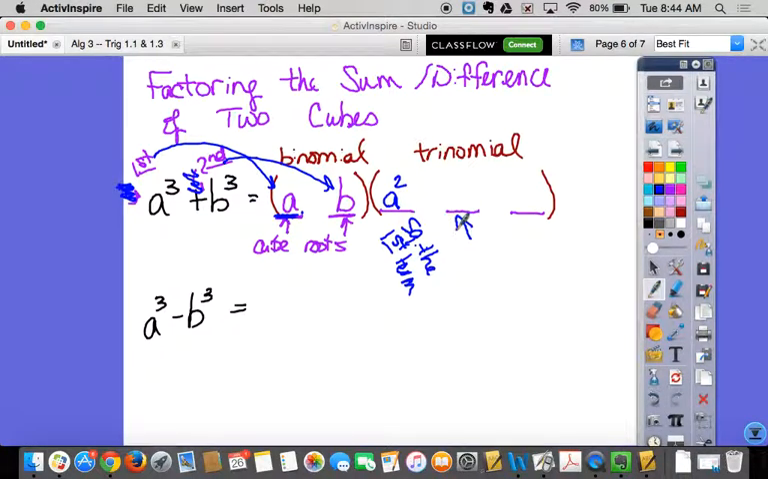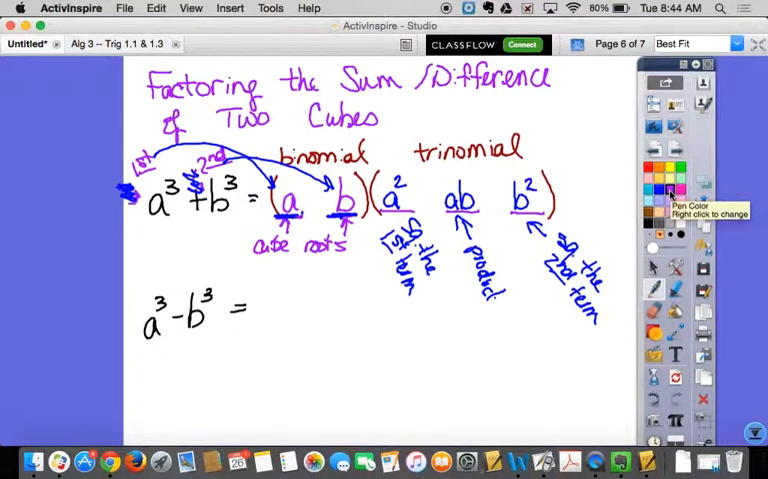Now here in the middle, you want the product of the two. So whatever you have written over here, multiply them together. A times b is ab. And then the last one, you want to square the second term. So take your second one right here, multiply it times itself. B times b is b squared. It's always that form, every time.